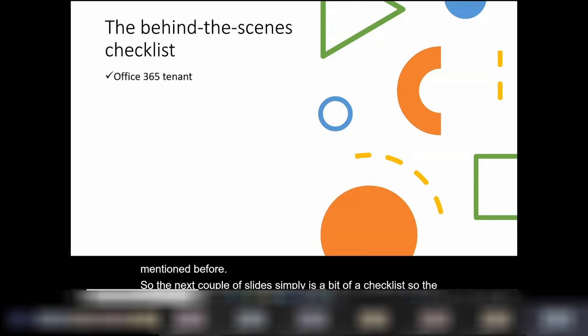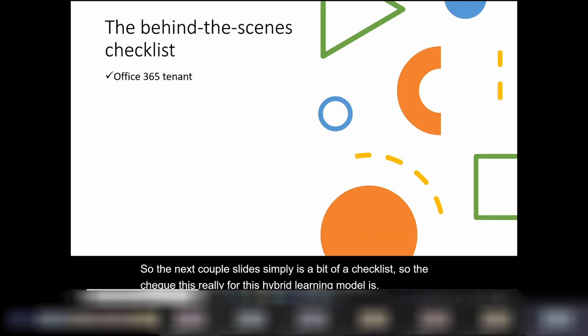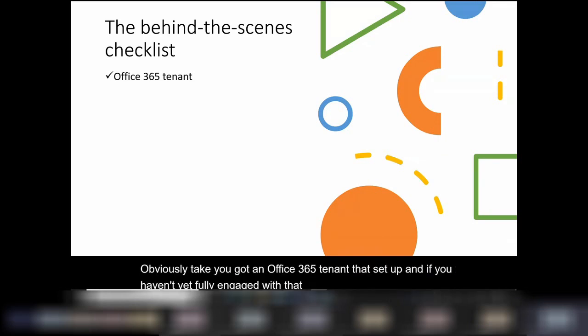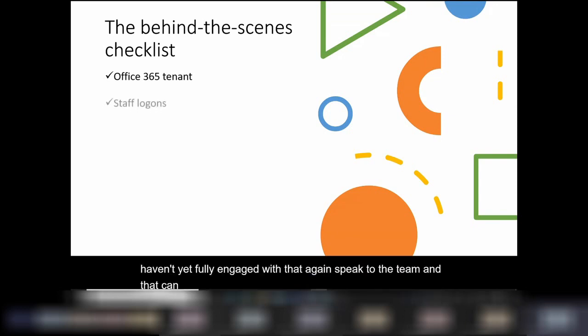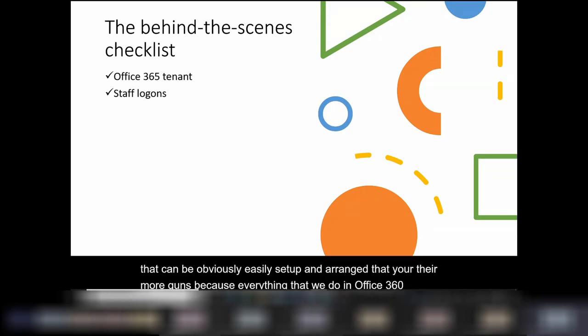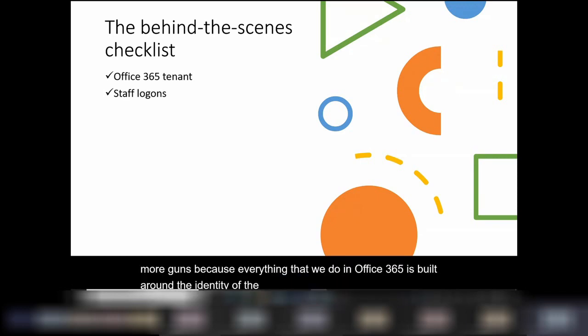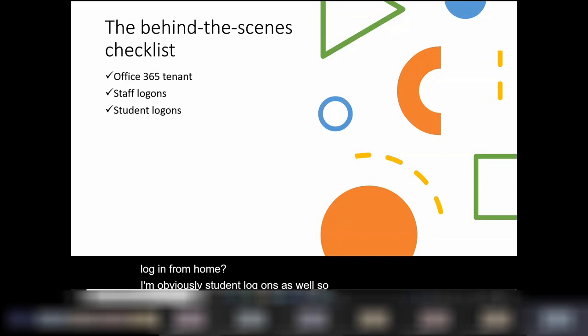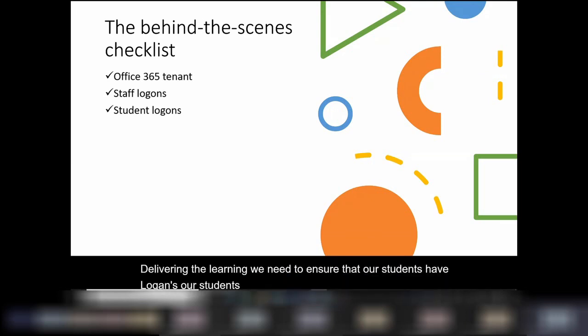So the checklist for this hybrid learning model is, obviously, tick, you've got an Office 365 tenant that's set up. And if you haven't yet fully engaged with that, again, speak to the team, and that can easily be set up and arranged. Then, that your staff know their logons, because everything that we do in Office 365 is built around the identity of the staff member and the student. So have your staff got logons? Do they know what it is? Can they log in from home? And obviously student logons as well. If we're building this hybrid way of delivering the learning, we need to ensure that our students have logons, that our students can access Office 365 from school, and of course that they can access that from home as well.